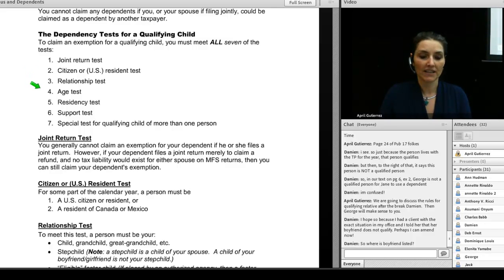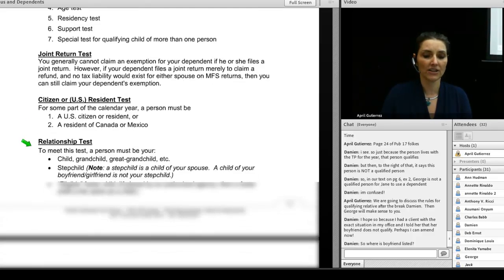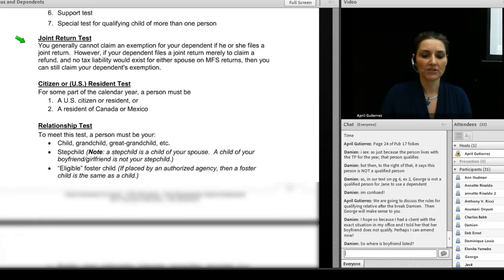There's the relationship test, the age test, the residency test, the support test, and an additional special test for a qualifying child of more than one person. Let's take these in turn. Firstly, with the joint return tests.